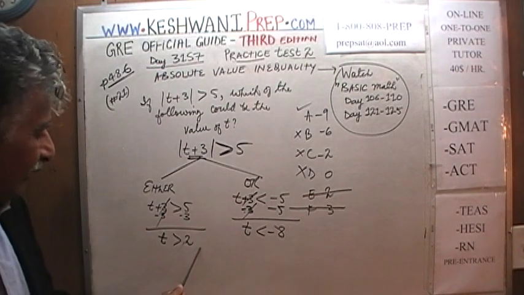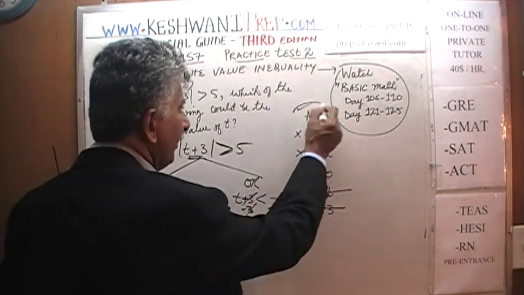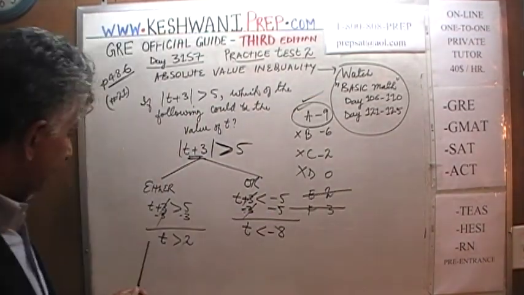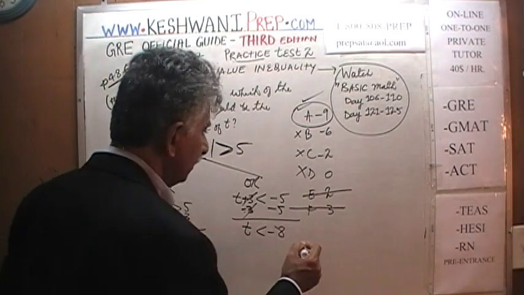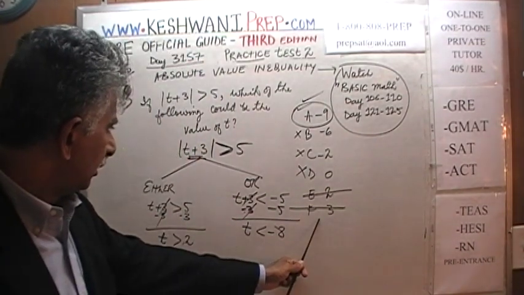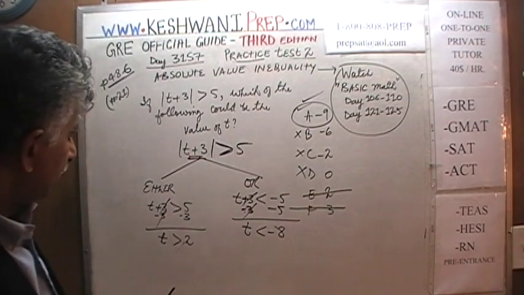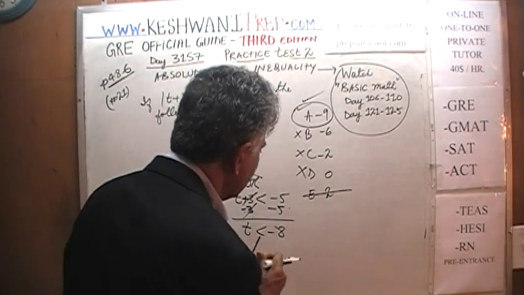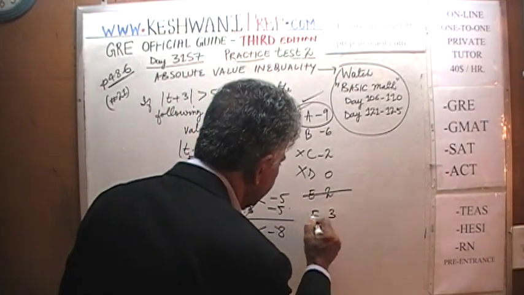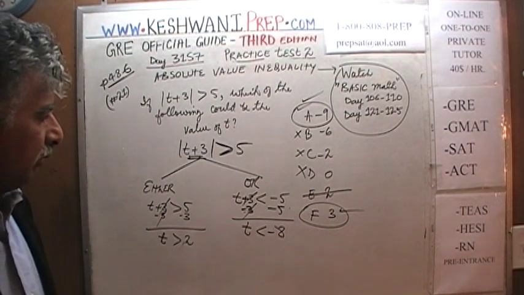Anything that is less than negative 8, such as negative 9, worked. Anything that is more than 2 would work. Why did we cross out 3? 3 should not have been crossed out. If t is more than 2, then that works. 3 of course is more than 2. I don't know why I crossed it out. I can't remember what I was thinking.